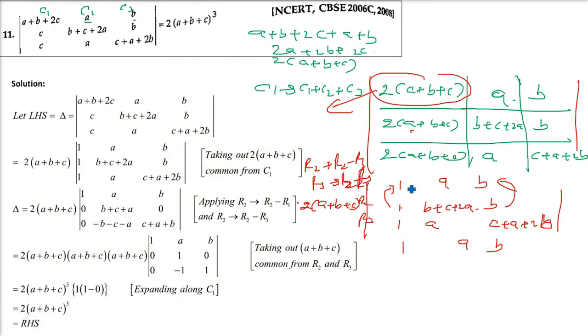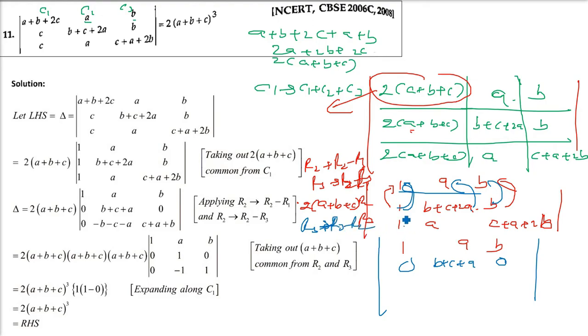So what I am doing is 1 minus 1 is 0. The first row remains the same, because we are changing row 2 to row 2 minus row 1. So 1 minus 1 is 0, B plus C plus 2A minus A is B plus C plus A, then B minus B is 0. Then we are changing row 3 to row 3 minus row 2. Okay. 1 minus 1 is 0. A minus B minus C minus 2A will be B minus C minus A. C plus A plus 2B minus B will be C plus A plus B.